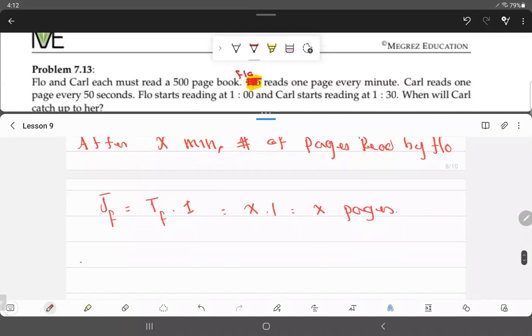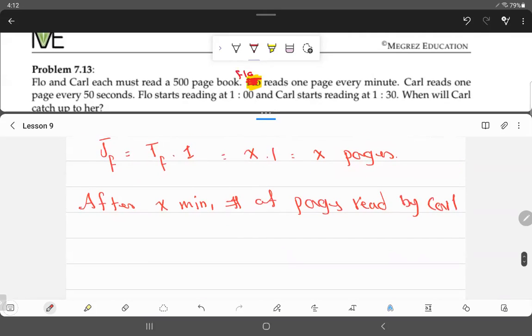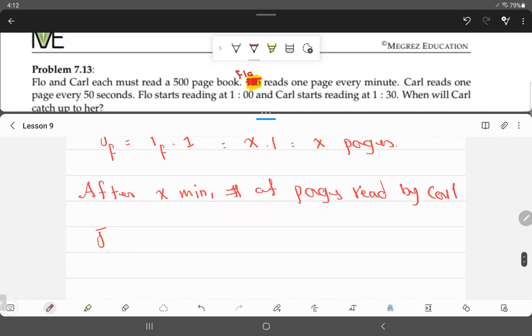Same thing, after X minutes, the number of pages completed or read by Carl is going to be JC, let's say. What we said, 5 over 6, right? 5 over 6 times X.